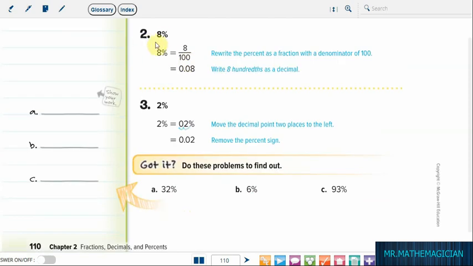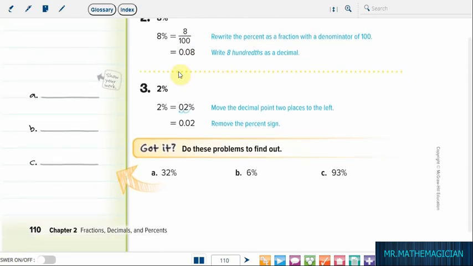The same is happening here. 8%, we follow the first method. 8% is 8 over 100, so it will be 0.08. Now 2%, we need it to be a decimal. Let's follow the second method. 2% is like 2.0%. So we imagine that there is a decimal point here at the end, and we move it to the left, backwards 2 places, so it will be 0.02.